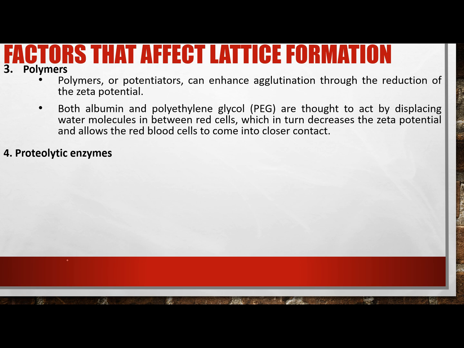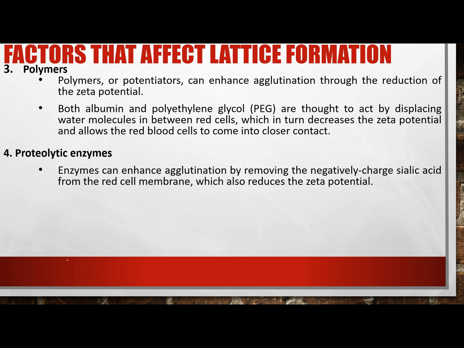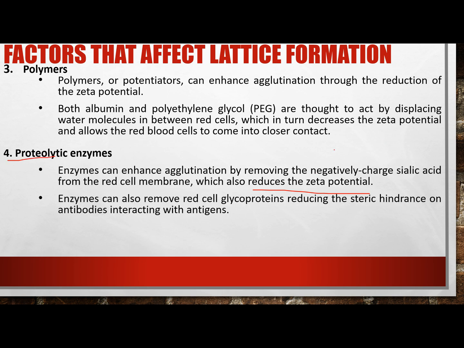Then you could also use proteolytic enzymes. Enzymes can enhance agglutination by removing the negatively charged sialic acid, which reduces zeta potential. So you could use enzymes, specifically proteolytic, to remove the sialic acid, reducing zeta potential. Enzymes can also remove red cell glycoproteins, reducing the steric hindrance on antibodies interacting with the antigen. Examples of proteolytic enzymes are ficin, papain, bromelain, and trypsin. Do take note of that.